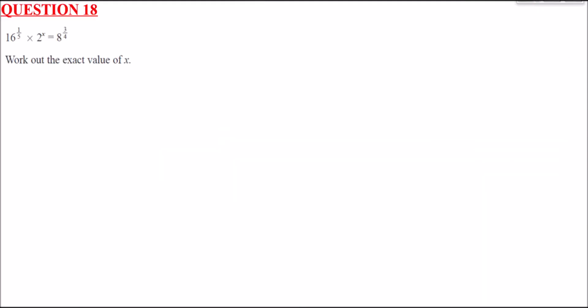Question 18, we've got here an awful looking thing. Work out the exact value of x from this equation. The key spot here is, look at the base values, 16, 2 and 8. All of these are powers of 2. So what I need to do here is to convert them all into powers of 2. It's just a case of spotting this from experience. If that were, say, 3, that were 9, that were 27, I'd be saying the same thing about converting them into powers of 3.